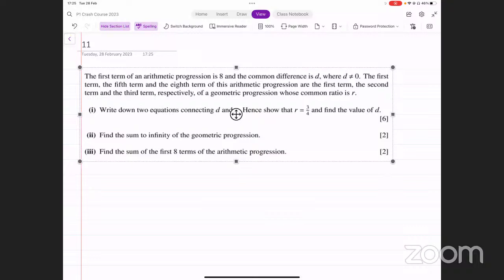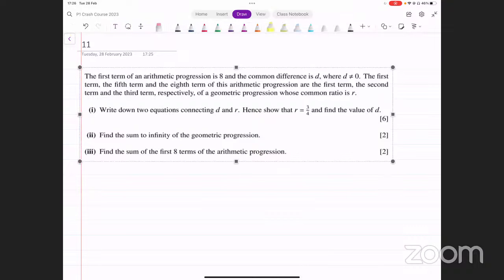Okay, so now this says the first term of an AP is 8 and the common difference is D, where D is not equal to 0. The first term, the fifth term, and the eighth term of this arithmetic progression are the first term, the second term, and the third term, respectively, of a GP, whose common ratio is R. Write down two equations connecting D and R, hence show that R equals 3 over 4, and also find the value of D.